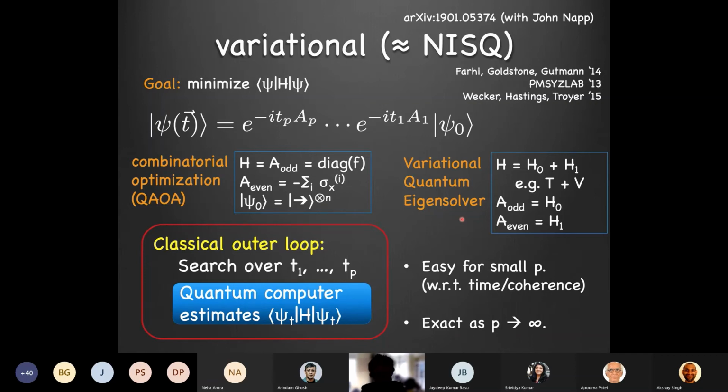And there's a common picture, which is you have a classical outer loop, which is to search over these T1 through TP, and in the inner loop, the quantum computer is estimating the objective function. And this is very appealing as a near-term algorithm because you can make p quite small, and then this becomes something that's feasible even with a very simple quantum computer. And it's appealing because if you take p large enough, maybe even exponential, so that part is not that great of a guarantee, but if p is large enough and you find the right parameters, then this is known to include the exact answer. So even though there are some serious caveats there, at least in principle, with this approach there's no limit on how accurate it can be.